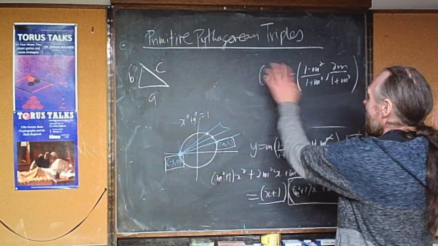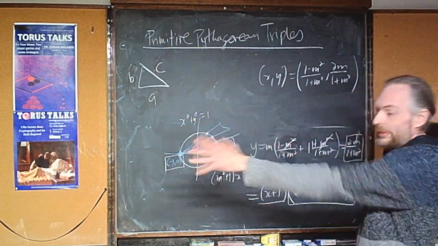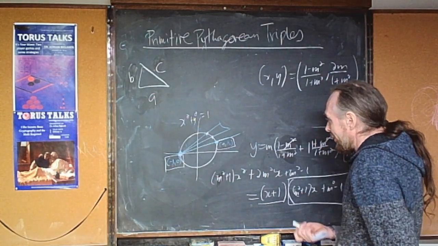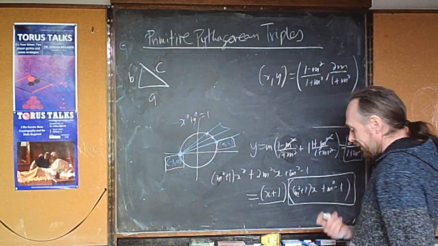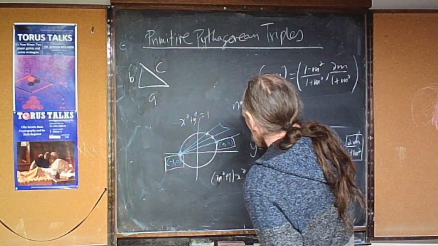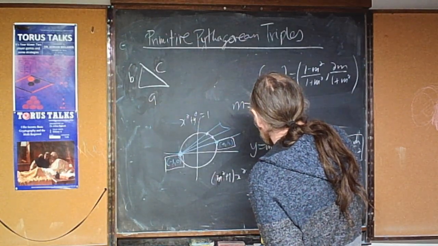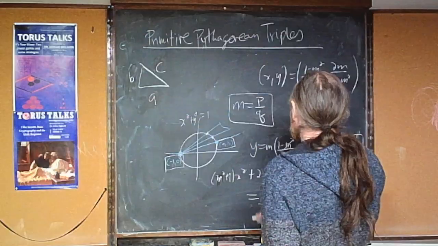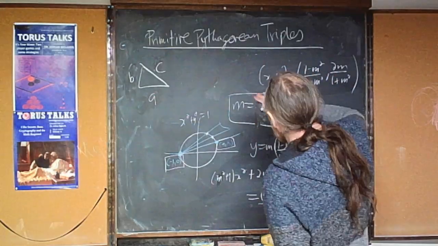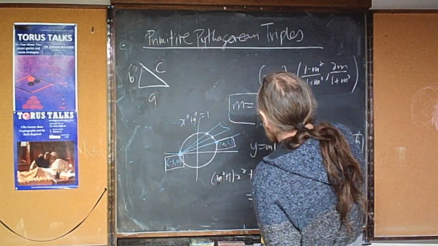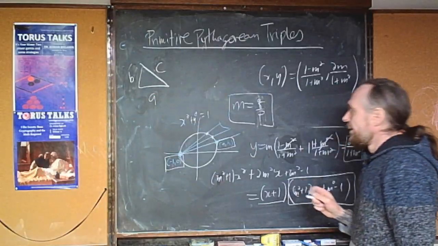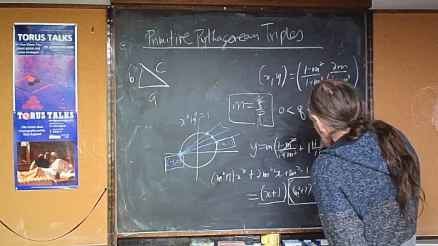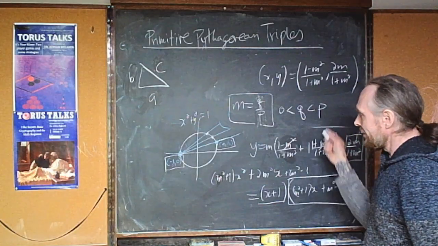I'm trying to connect this calculation with all the primitive Pythagorean triples. But where do the p and the q come from when you see this on the internet? So m we're assuming is rational, which is q over p, where 0 is less than q is less than p. Why can I assume this?